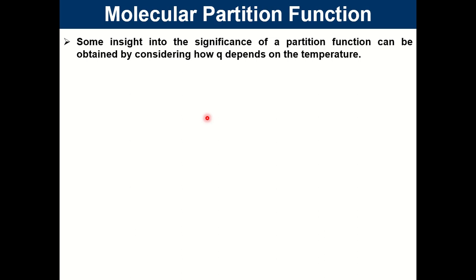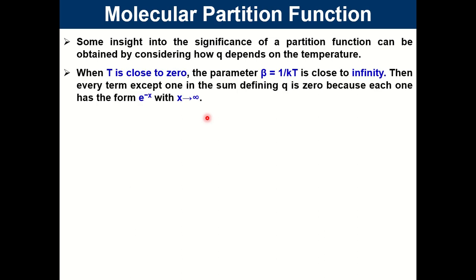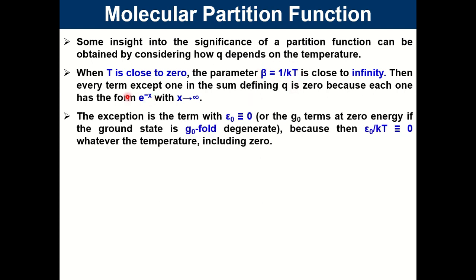We can obtain some more insight into the significance of the partition function by considering how q depends on temperature. Now consider when T is close to 0. When T is 0, what will happen to the beta term, 1 by kT? It will become infinite. Then every term except one in the sum defining q is 0, because each one has the form e to the power minus x with x tending to infinity. The exception is where epsilon naught is equal to 0, that is, the terms at 0 energy, the ground state g naught if degenerate. In that case, epsilon naught by kT will be equal to 0, whatever the temperature, including 0.